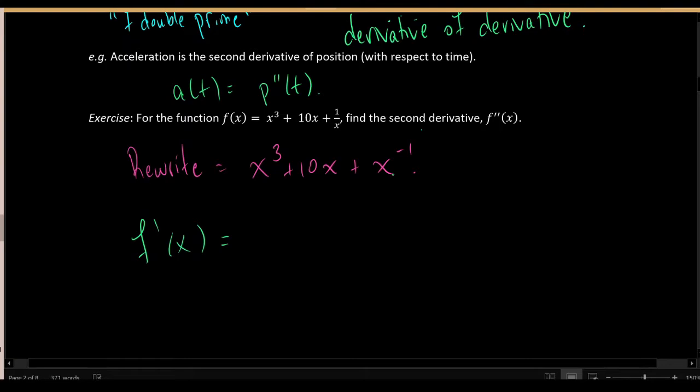Although it is technically possible to find the derivative of 1 over x using the quotient rule, it just takes a lot of time, and in this case using the power rule can be more efficient. So using the power rule, x cubed becomes 3x squared, 10x becomes 10, the exponent negative 1 comes down, and then negative 1 gets decreased and becomes negative 2.